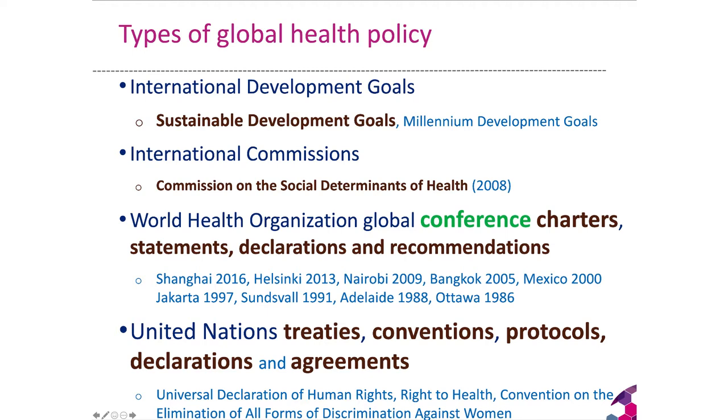Lastly, and most importantly, the United Nations develops treaties, conventions, protocols, declarations, and agreements. And these are signed up to by country governments. These are all voluntary agreements, and countries are able to back out of them, to withdraw from them, or not sign up to them in the first place. The key ones that we can think about in relation to health are the Universal Declaration of Human Rights, the Declaration of the Right to Health, and the Convention on the Elimination of All Forms of Discrimination Against Women.